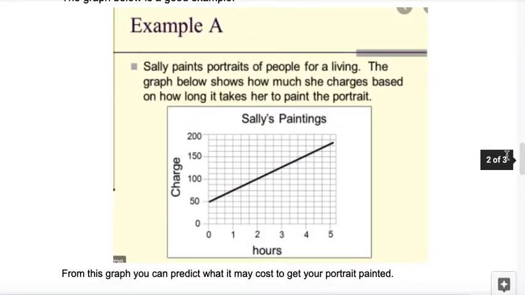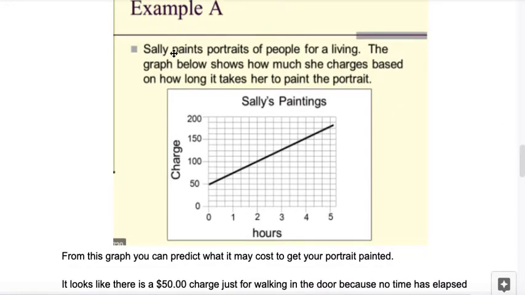Well, let's look at a really simple example of a linear relationship. In this case, Sally, the object of this story, wants to communicate to people how much it's going to cost to get a portrait painted, and that's a linear relationship. We start at $50, so just for walking in the door, you're going to pay her $50. She may call that a consultation fee. It may just be, a lot of times they have a minimum. I mean, if it takes 10 minutes, it's still going to cost you $50.